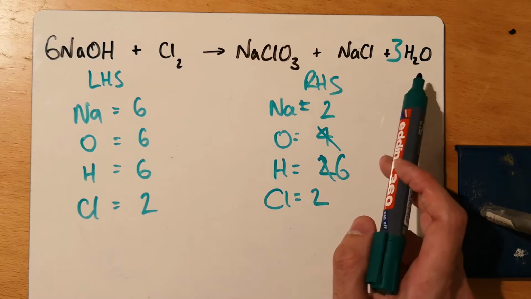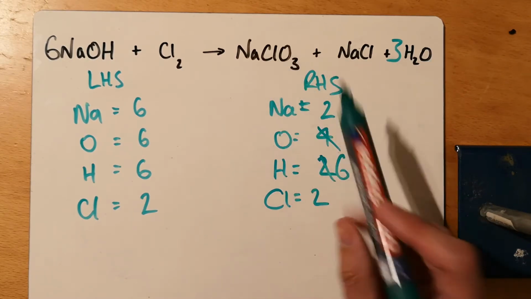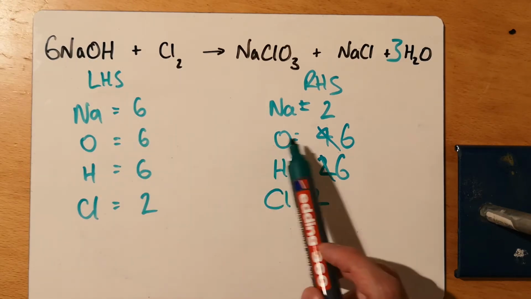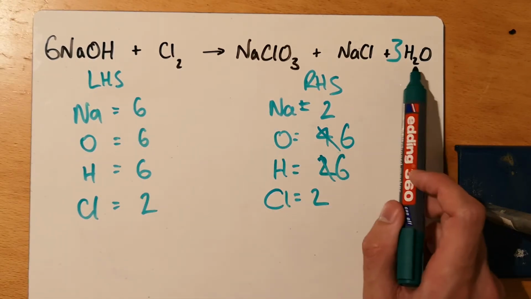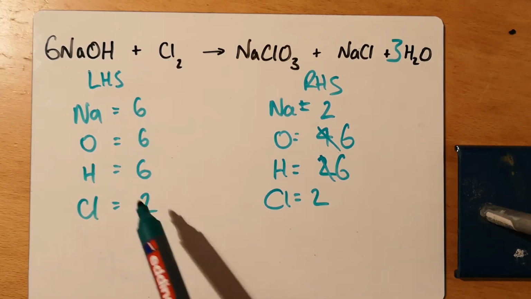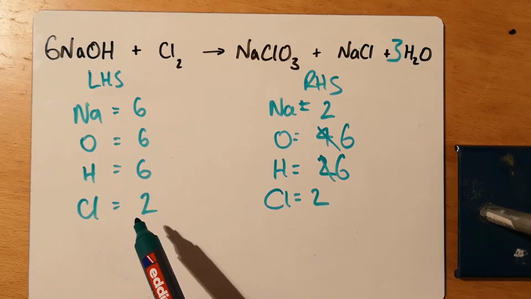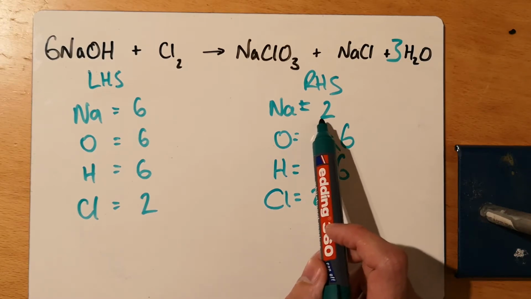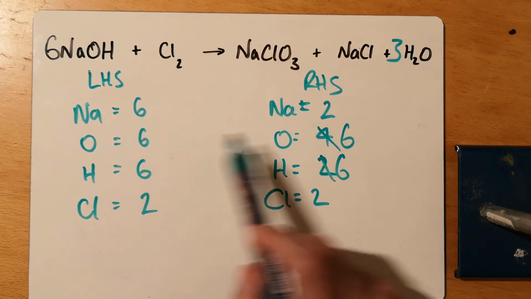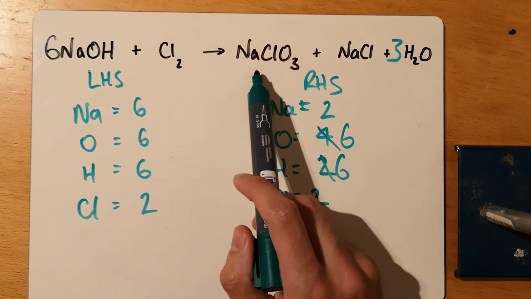My oxygens on this side are now 3, 6. And I know this is locked as well. This oxygen is locked. So that's fine. I know I can do nothing more to this and nothing more to that. So now I need to look at the sodiums. The chlorines are balanced. Everything's balanced so far. The sodiums aren't though.